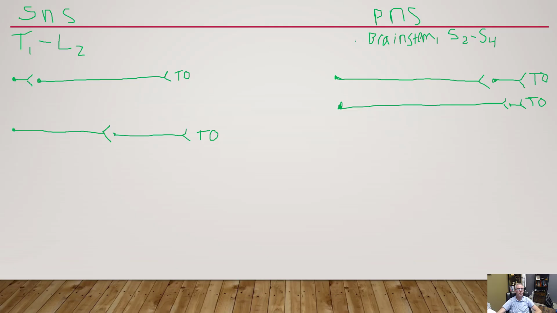For the parasympathetic nervous system, we don't have any paravertebral ganglia. Remember, those ganglia lie near our target organ or directly on top of our target organ. So from the brainstem or S2 to S4, we're going to have a very long preganglionic fiber and a very short postganglionic fiber.